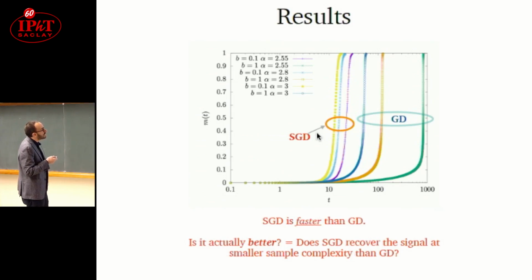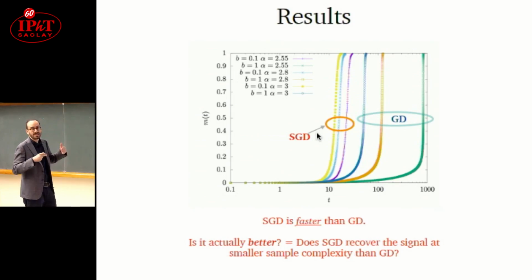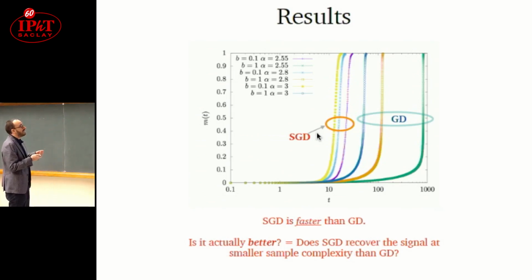And now let me try to see what happens if I decrease the sample complexity. I give you fewer data points, so the problem becomes more complex, and you can expect that it takes more time to find the ground state. Now the question is, how much more time? You expect that these curves shift to the right when I decrease alpha, but then you see that the rate at which the gradient descent algorithm shifts to the right is much larger than for SGD. So the question now is, is SGD really better than GD?